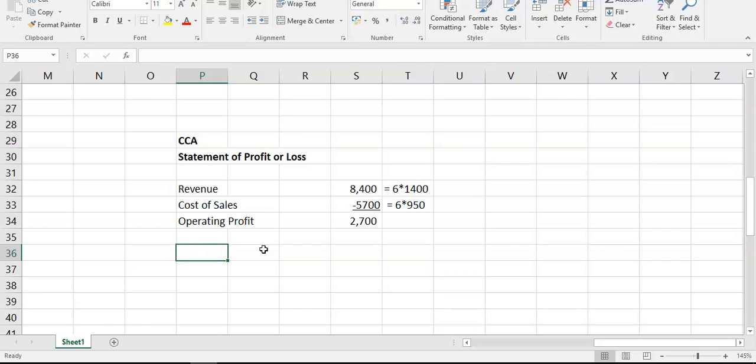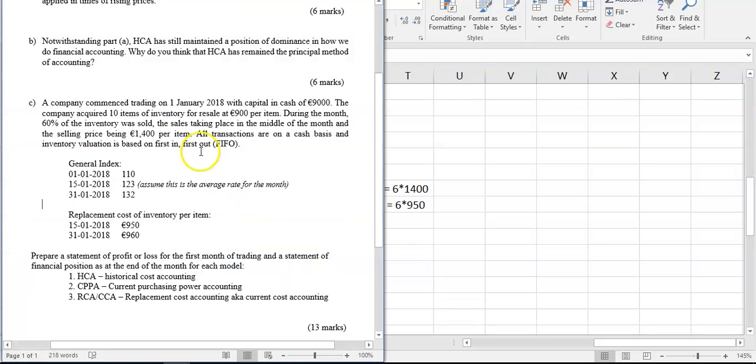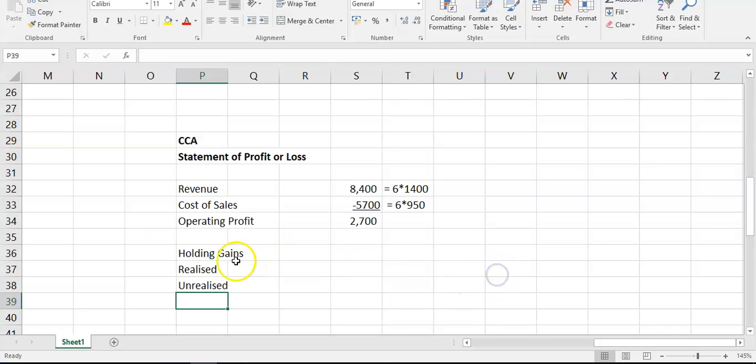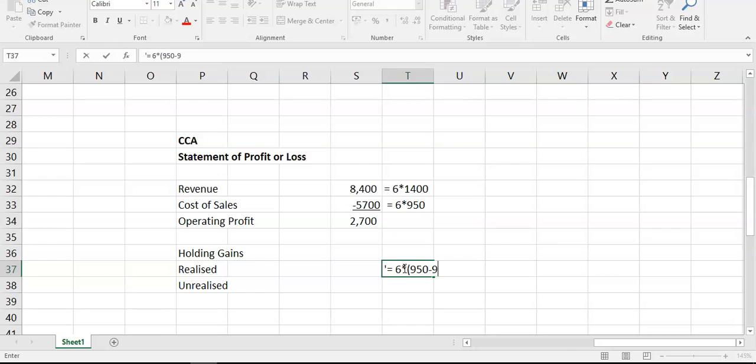Right? But we also then have holding gains. You have realized and you have unrealized. The holding gains relate to the fact that you're going to revalue these assets upwards. The inventory that you bought at 900 is now 950 or 960. The realized holding gains relate to the assets that were sold. So those 6 assets that were sold have been revalued from 900 up to 950, because you only bought them at 900, but you're actually only recognizing profit at 950. That other 50 profit is called a realized holding gain, and that will be 50 times 6, 300.